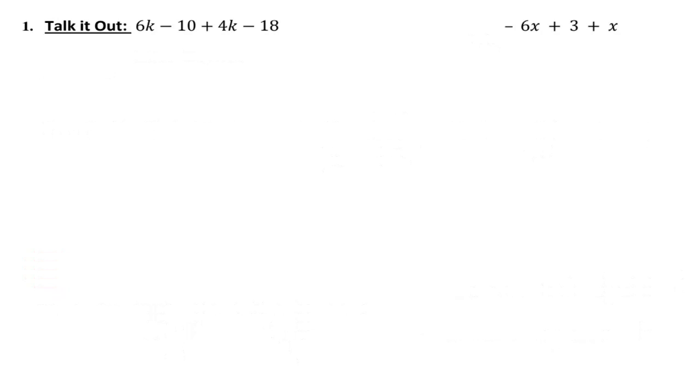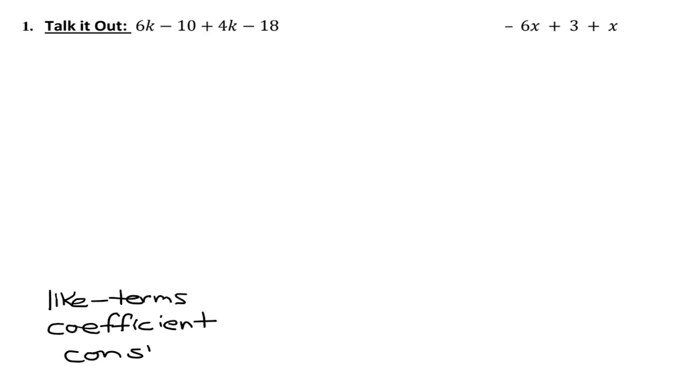So here we go. I'm going to try this first one on my own. We're going to try to talk it out. What that means is we're going to use the vocabulary words that we've been discussing already, and I'm going to add some down here for you to talk about. So like terms, coefficients, constants, that might be it. Maybe the word combine. We use that with combine like terms. Combine. And I think that might be it.